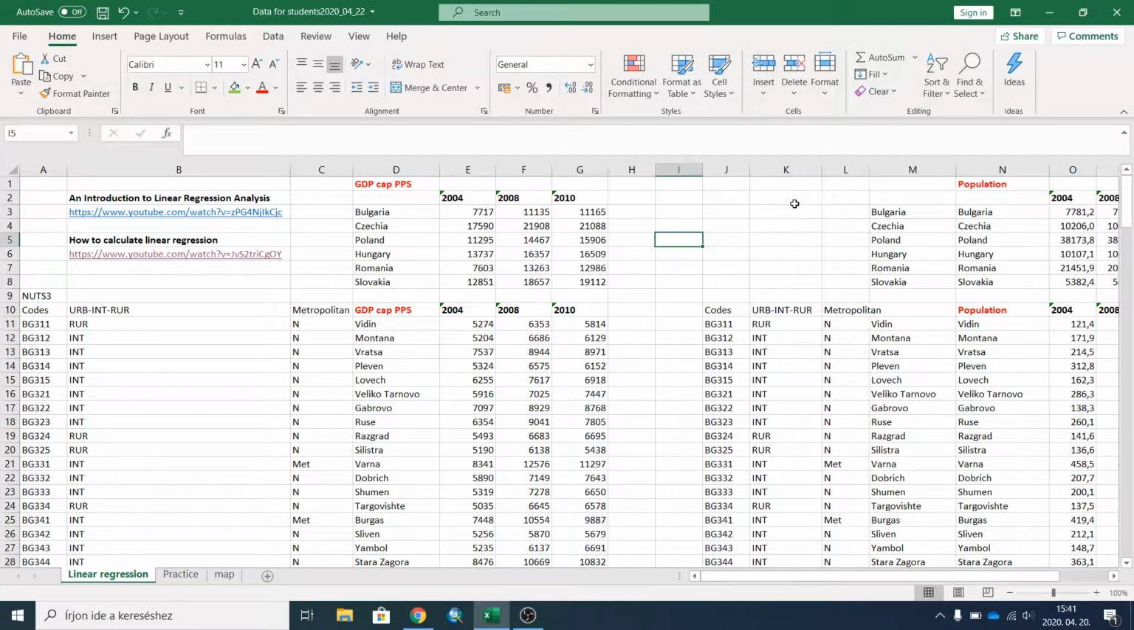Hello everyone. Today I would like to show you another spatial analysis based on linear regression models, or linear regression analysis. First of all, I put two links in this Excel to show you the mathematical background of this analysis.